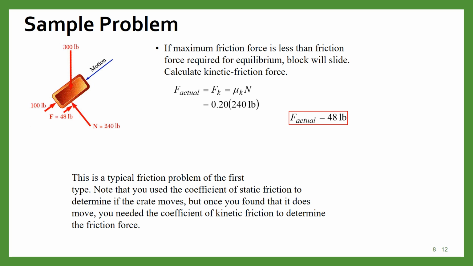If the maximum friction force is less than the friction force required for equilibrium, the block will slide. Since the block is sliding, the frictional force will not be equal to the maximum friction force, but will be equal to the kinetic friction. So we need to calculate the kinetic friction. Kinetic friction Fk is equal to mu k into N, and mu k is 0.2, given in the problem. N is 240, so the actual friction force will be 48 pounds.